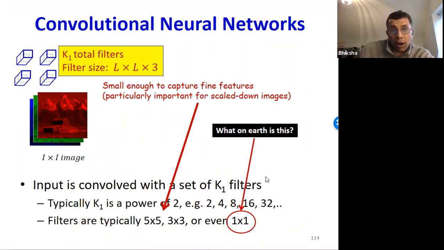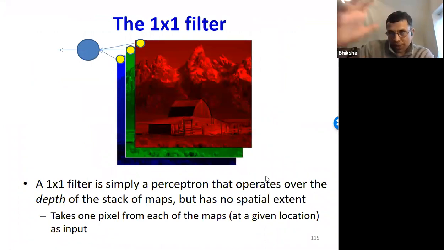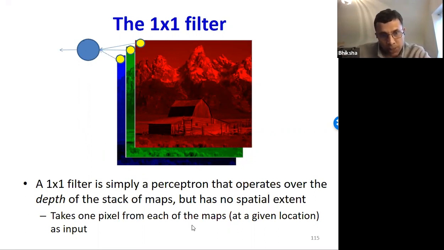So it's not that we always use distributed representation. We can also intersperse these with non-distributed layers in the middle of the network. It's simply a perceptron that operates over the depth of the stack of maps but has no spatial extent.